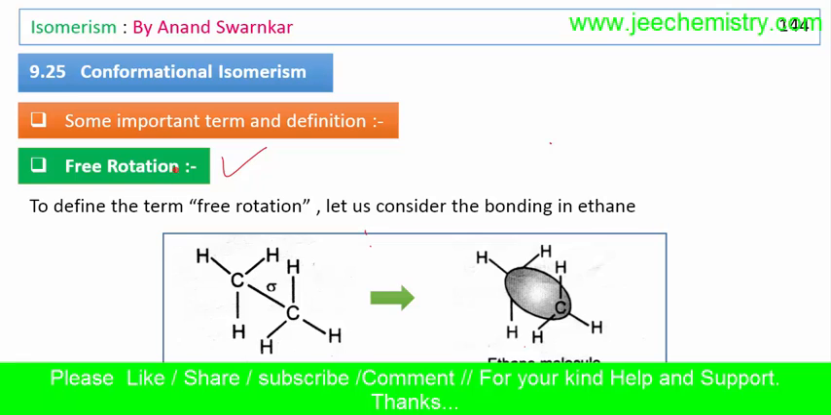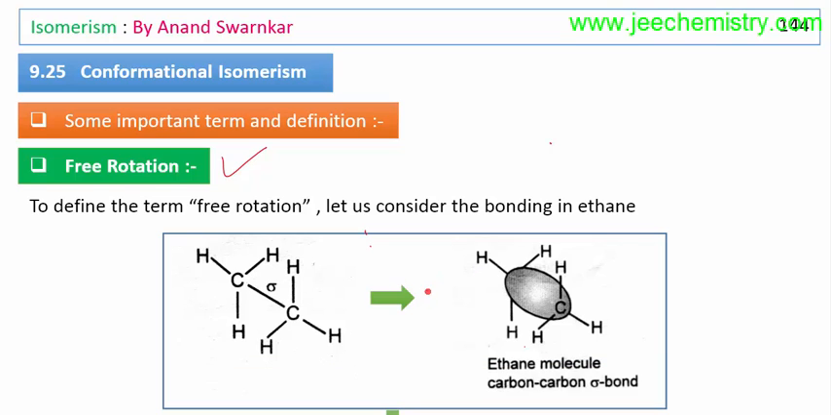What is free rotation? This is the same diagram I have shown to make you understand what free rotation is. Suppose two carbon atoms in any compound are joined by a sigma bond, not a pi bond or a triple bond. A sigma bond means a single bond. The two atoms may be carbon, nitrogen, or any other atoms, but the bond must be a sigma bond.